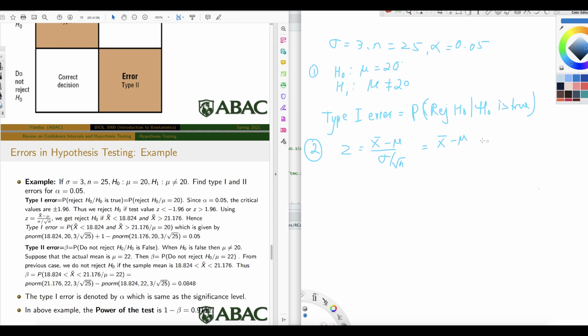Mu is what? Mu is 20, right? So mu is 20. Sigma is 3, root n is 5, so sigma over root n is 3/5, right? That's what you get. That is the g. So when do you reject?